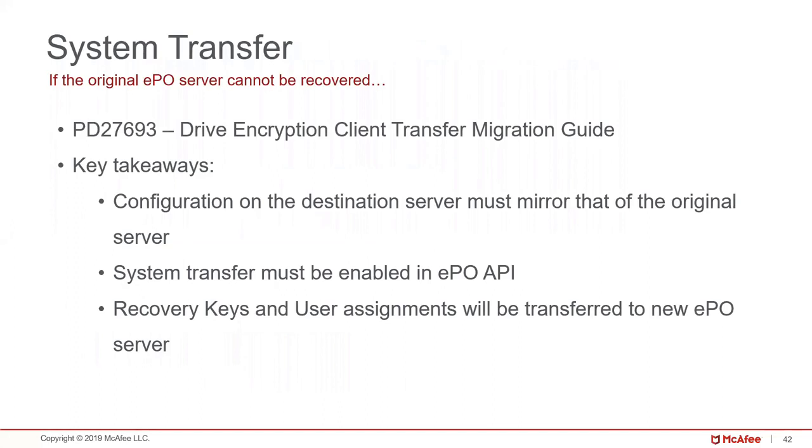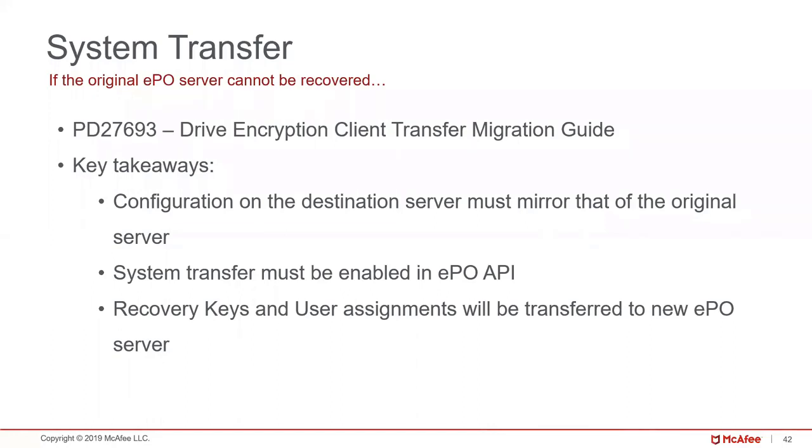If you don't have that recovery, that backup data, or if for some reason you're not able to re-implement it, you can set up a new EPO server and direct your drive encryption clients to it. The guide for the drive encryption client transfer is PD 27693.